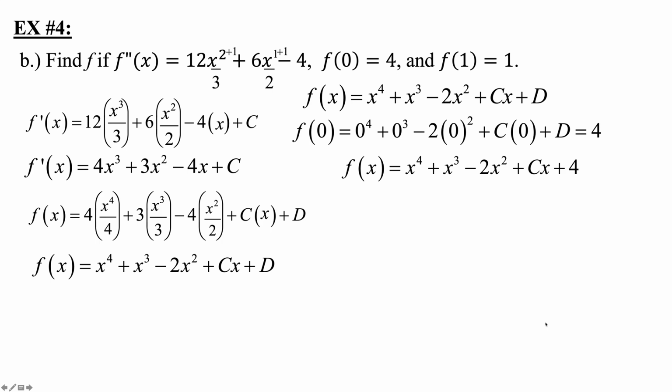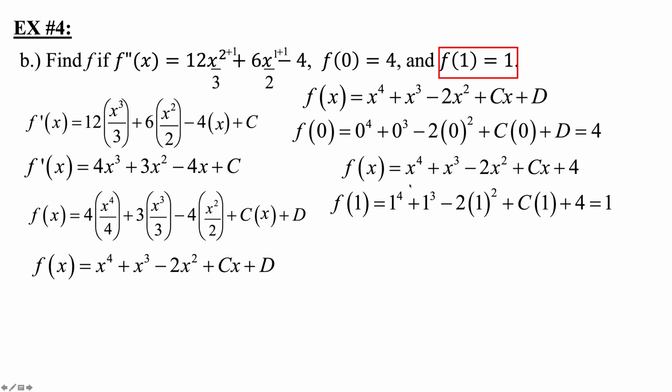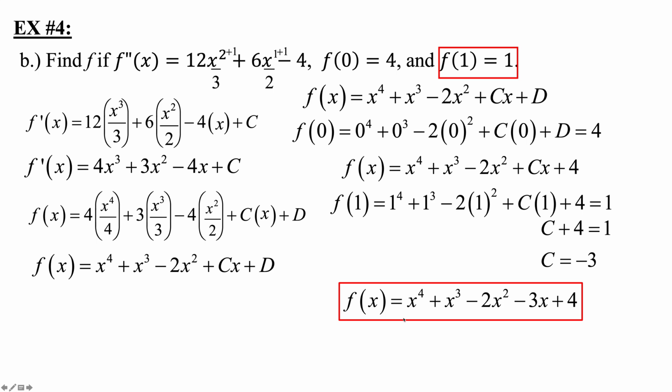All right, so we'll have to use f of 1 equal to 1 to find the c value. So we're going to put in all these ones, 1 to the 4th, 1 to the 3rd, minus 2 times 1 squared plus c times 1. Well, that's just all 1, so 1 plus 1 is 2. Minus 2, that's canceled. So c plus 4 equals 1, subtract over the 4, c equals negative 3. Put that in for c up here. Oh, I'm sorry, right here, because we already put the 4 in. For c, it's going to be minus 3x, and there is your particular solution for f of x.